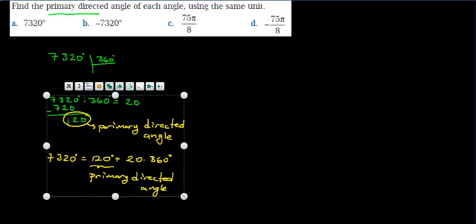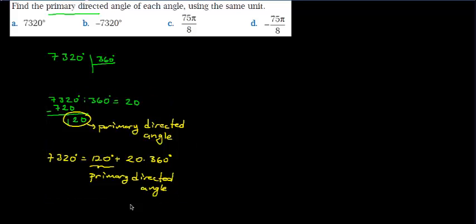If I choose another example for this one, like 1,200. What is the primary directed angle of 1,200? The first operation that I have to do is to divide by 360. Then when you divide by 360, here 3 times we have in 1,200.